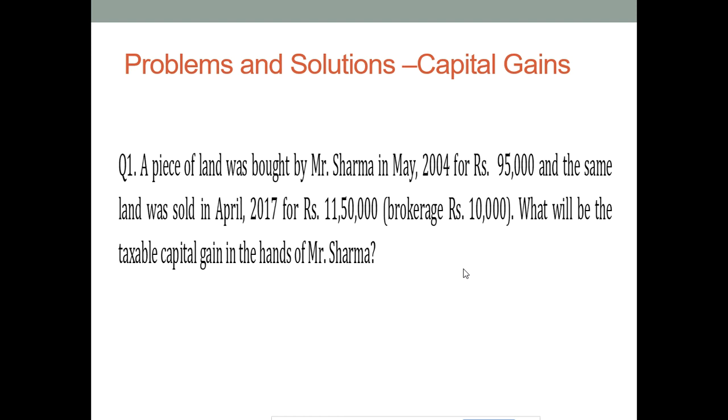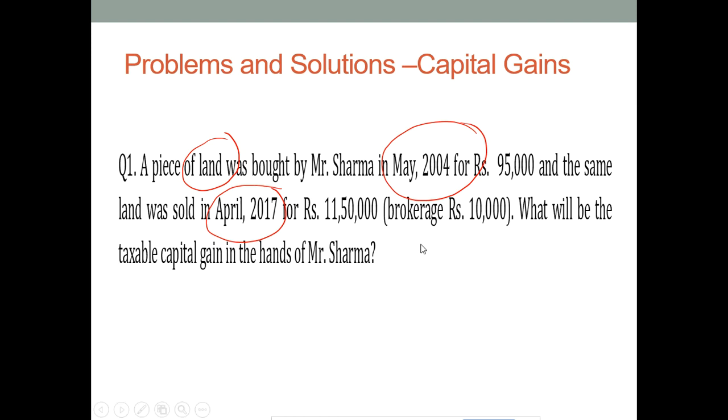So now the question says a piece of land, and the date is also important, May 2004, which he purchased for rupees 95,000, and he sold it in April 2017 for rupees 11,50,000. So he sold in 2017 what he purchased in 2004. So he held the asset for more than 36 months or 3 years. So it qualifies for long term capital gain.